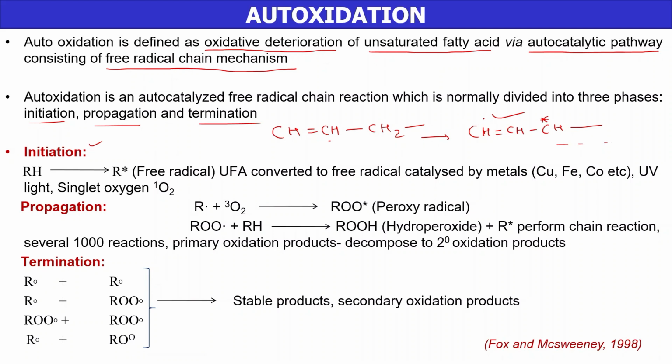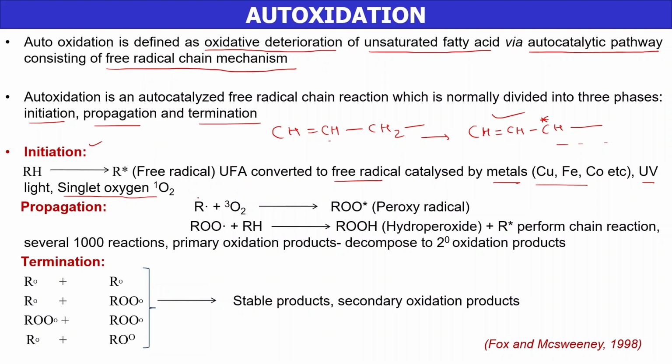The free radical formation starts in the initiation reaction, and here it is in the unsaturated fatty acid, that is the methylene group which is adjacent to the double bond in the unsaturated fatty acid gets converted to free radical, and this reaction is catalyzed by metals. So copper, iron, cobalt, nickel. So these are the catalysts. So this reaction is generally catalyzed by metals, may be catalyzed by UV light also, and also by singlet oxygen. So one is singlet oxygen and the other is triplet oxygen.